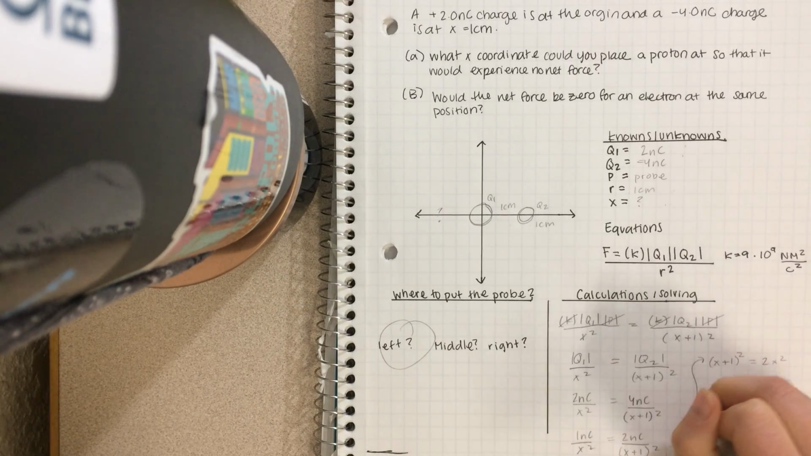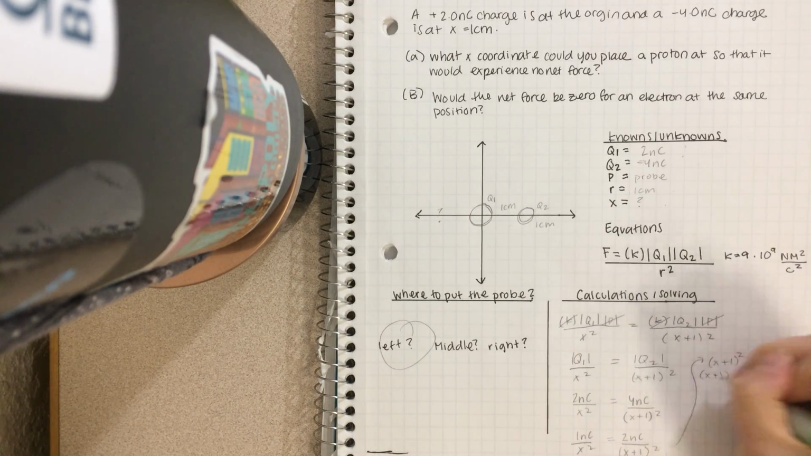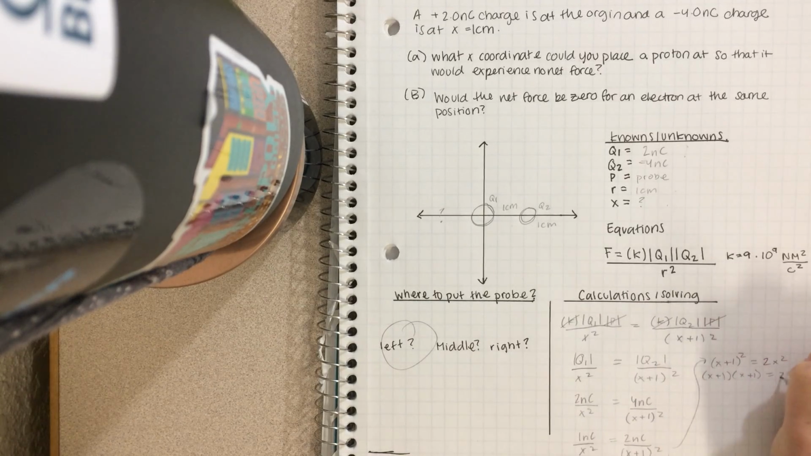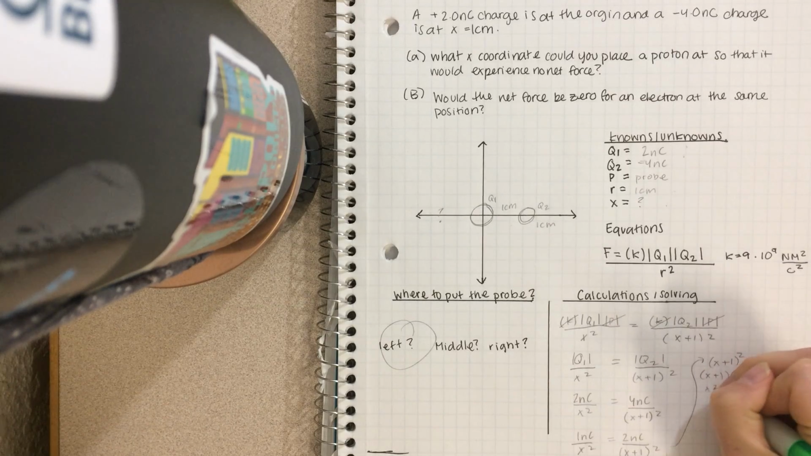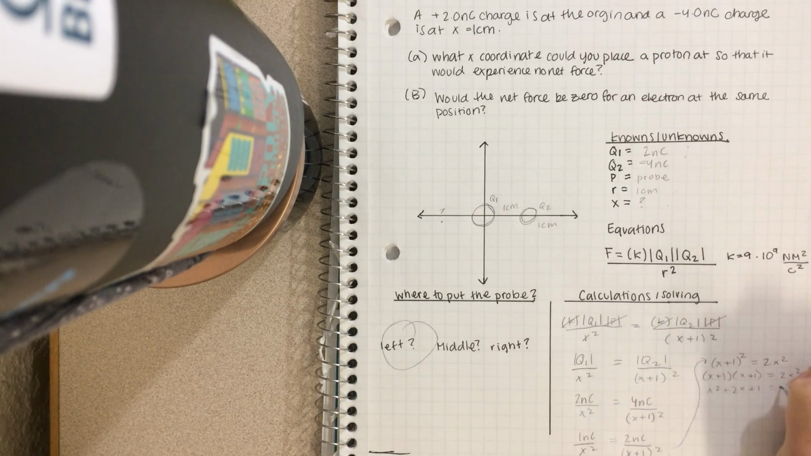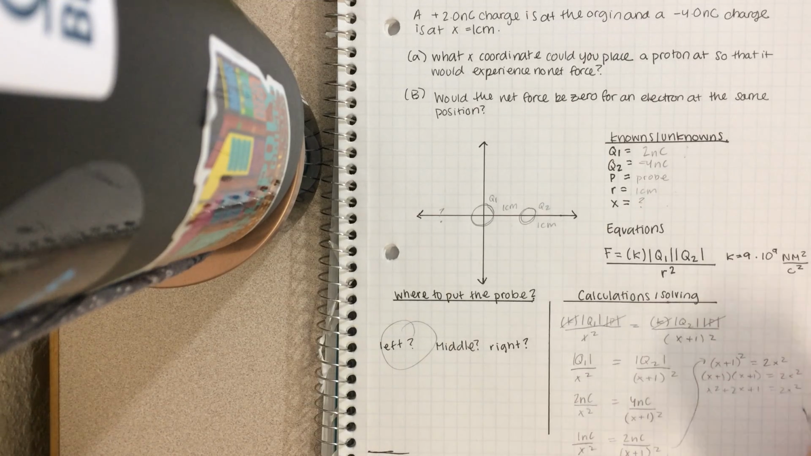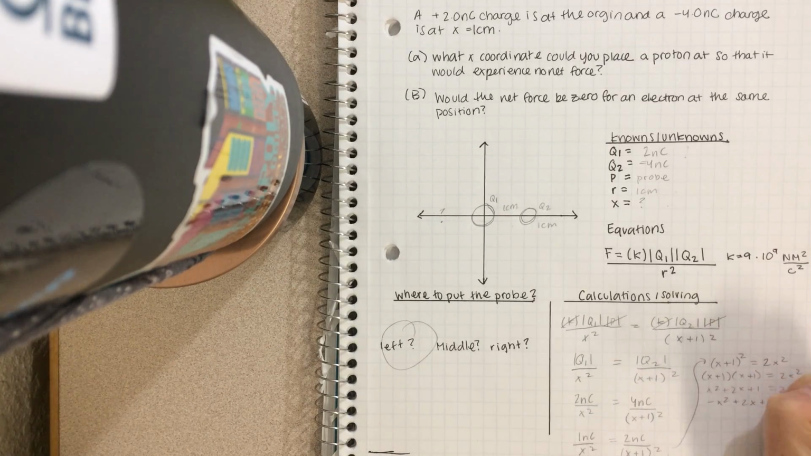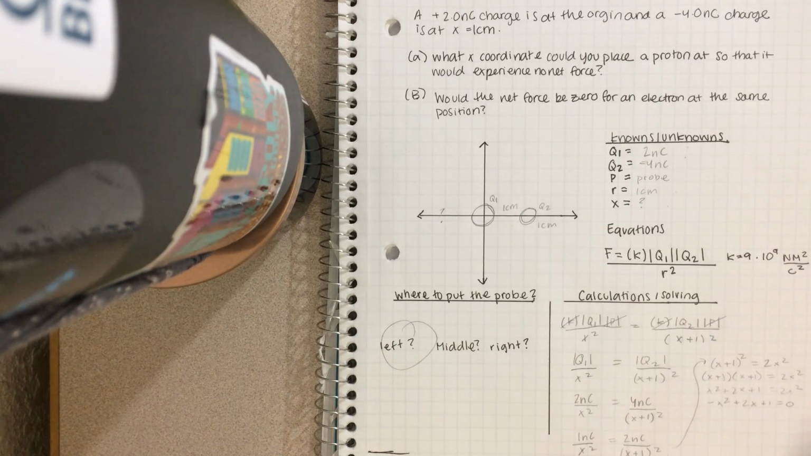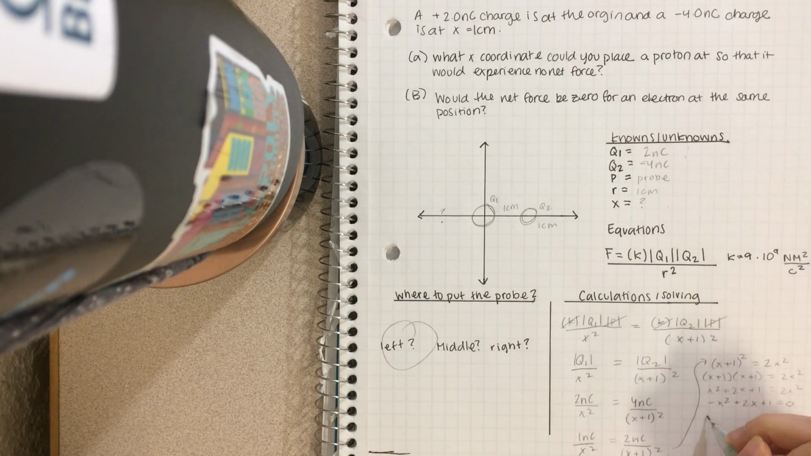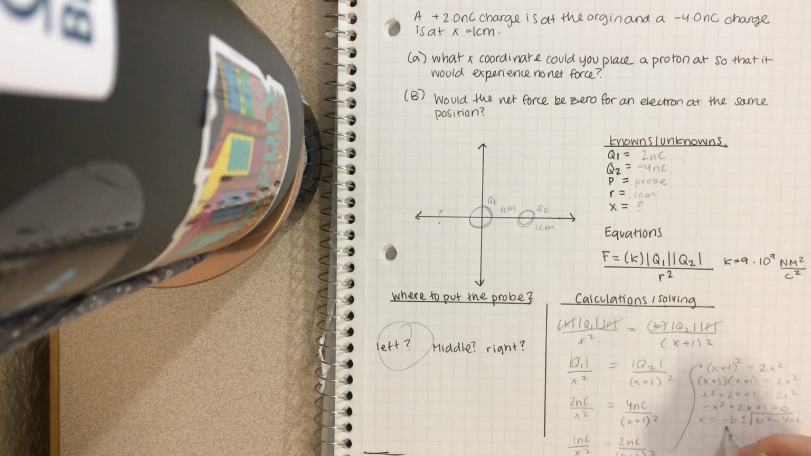If we expand that, let's see, x plus 1 times x plus 1 equals 2x squared. It's going to be x squared plus 2x plus 1 is equal to 2x squared. We subtract the 2x squared from both sides. That's going to give us negative x squared plus 2x plus 1 equals 0. So we have a quadratic, and that means we're going to use the quadratic equation. So that's x equals negative b plus or minus the square root of b squared minus 4ac, over 2a.